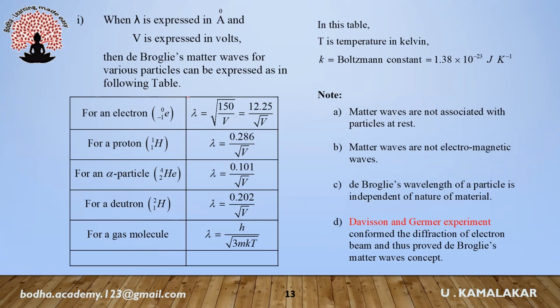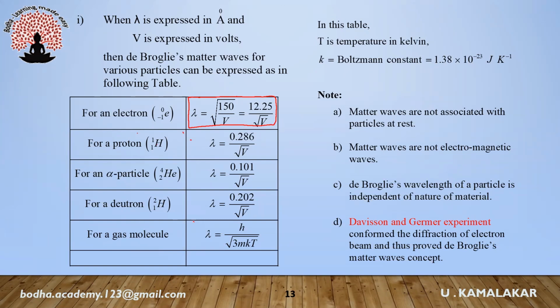For electron, the de Broglie wavelength is given as lambda is equal to under root 150 by V. That's also equal to 12.25 by root V. For proton, de Broglie wavelength is equal to 0.286 by root V. For an alpha particle, lambda is equal to 0.101 by root V. For deuteron, lambda is equal to 0.202 by root V.